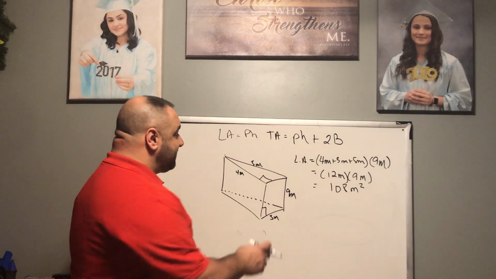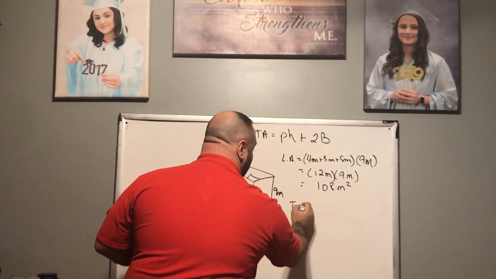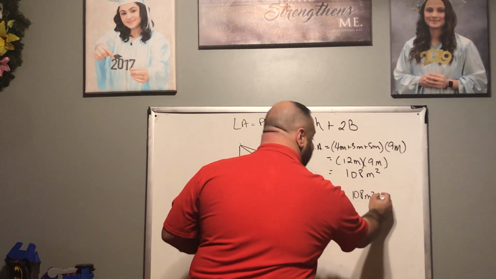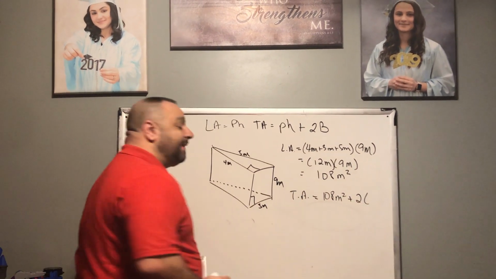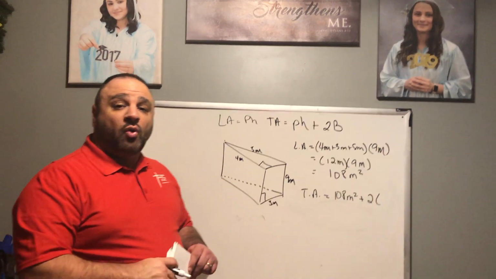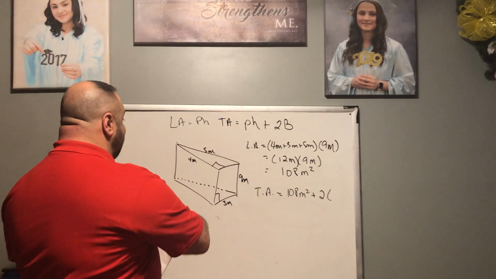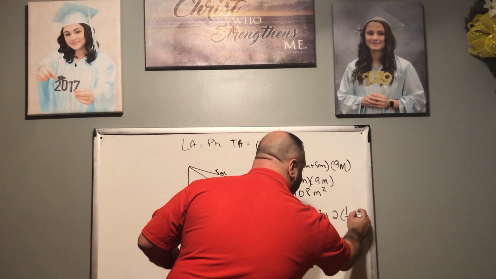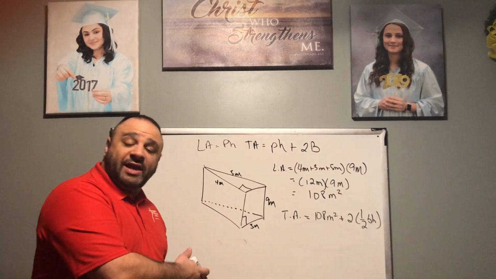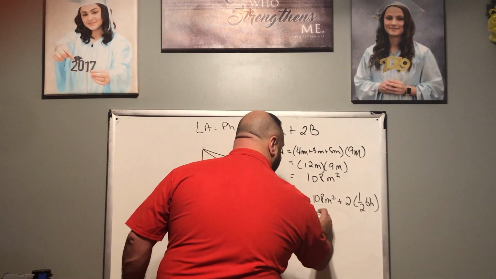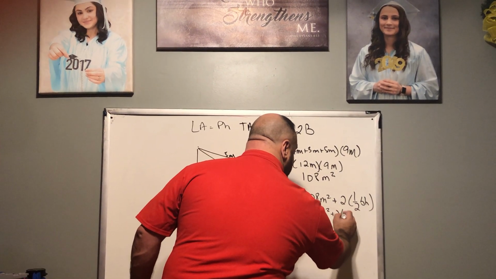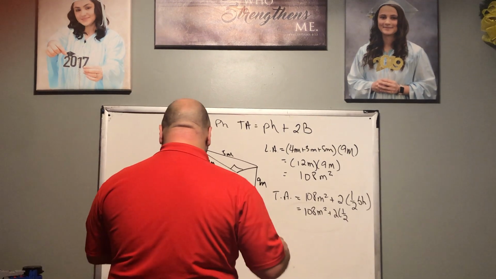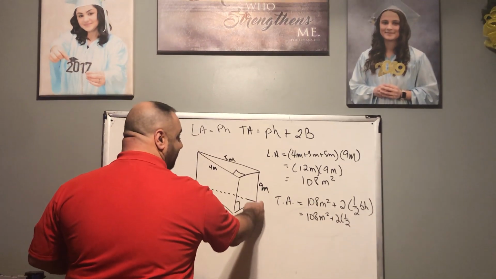Real simple. Now we're going to take that, the lateral area, we're going to plug it in to our total area. So 108 meters squared plus 2 times the area of the base. Okay, so again, what shape is the base? The shape is in the form of a triangle. So 2 times 1/2 times the base times the height, which is the area of a triangle. So let's plug in our information. Okay, 2 times 1/2. Now, the base and the height. So the base and the height are, again, 3 meters and 9 meters.